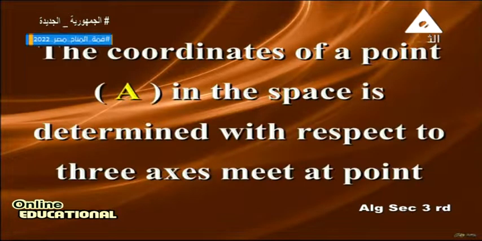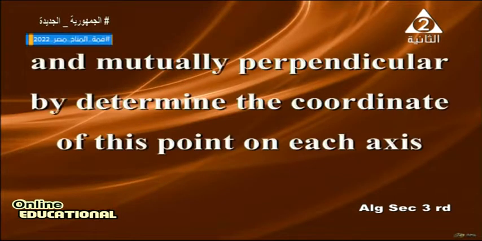The coordinate of a point A in space is determined with respect to 3 axes meeting at a point and mutually perpendicular, by determining the coordinate of this point on each axis.